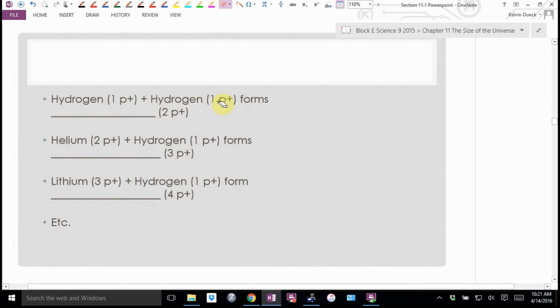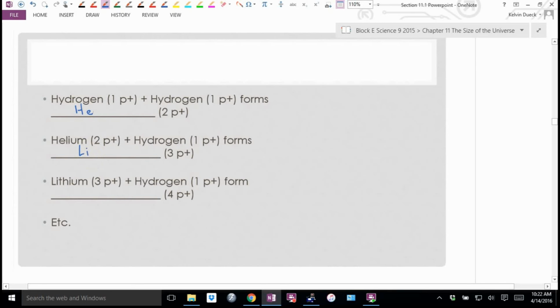Well, what's 1 plus 1? What's 1 proton plus 1 proton? What's element number 2 on the periodic table? So you can get helium. Oh, so now you have helium and hydrogen. What's 2 plus 1? What's 2 protons plus 1 proton? 3 protons. That would give you element number 3 on the periodic table, which is? Yep.